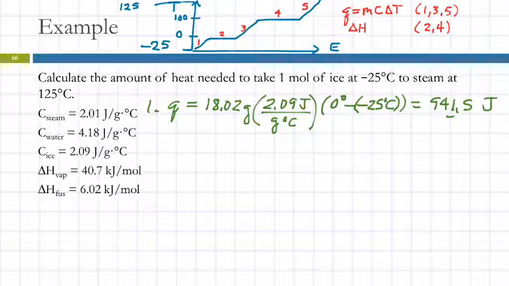because the grams cancel and the degrees Celsius cancel. And the units are important because some of these are going to be in kilojoules, and if we don't take that into account, it'll be messed up.